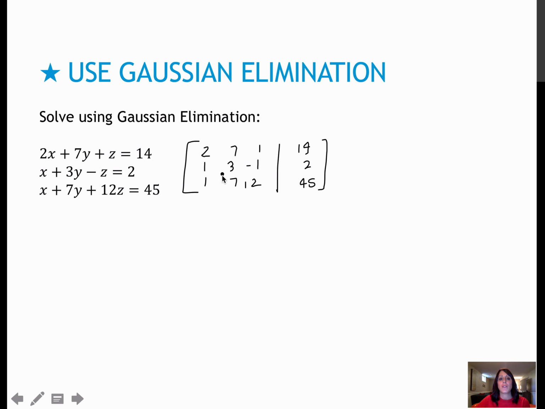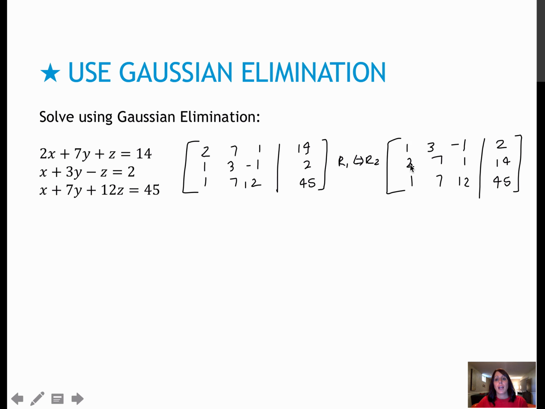Now remember that the very first thing I want is to have this very first value be a 1. So I'm simply going to swap R1 for R2 on my first step. Now, as I'm working through this question, remember that if you already did this question, you might go about it in a different way, but at the end, you should end up with the same solution.